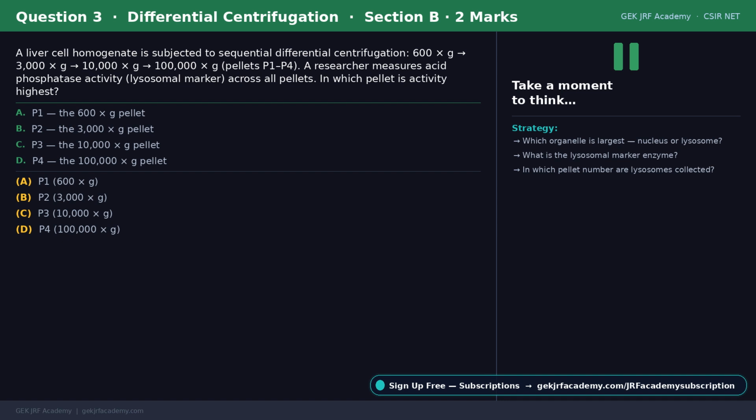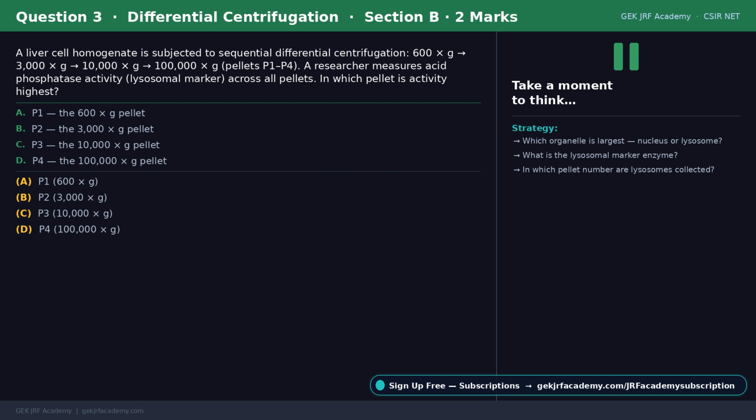Producing pellet P2. Spin 3. 10,000 times gravity for 20 minutes. Producing pellet P3. Spin 4. 100,000 times gravity for 60 minutes. Producing pellet P4. A researcher measures acid phosphatase activity, a lysosomal marker, across all 4 pellets. In which pellet is acid phosphatase activity highest?